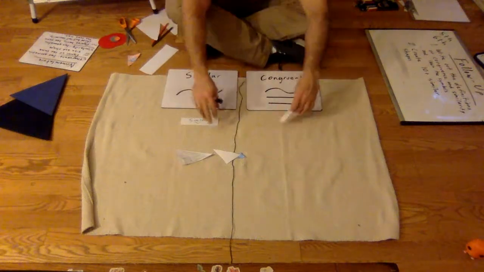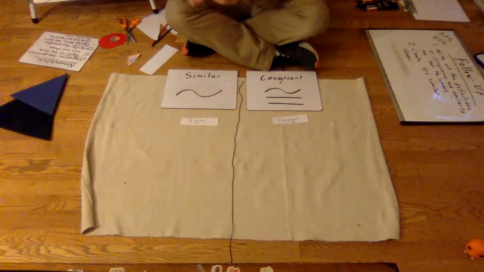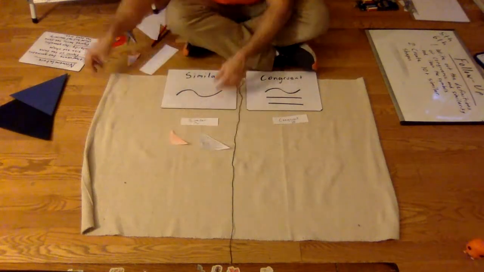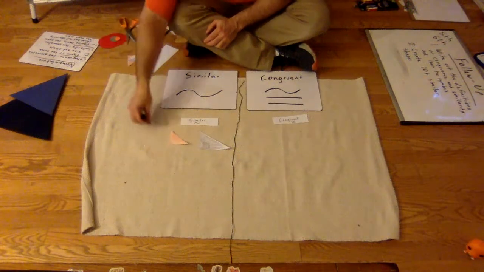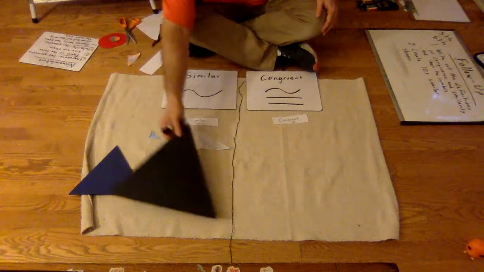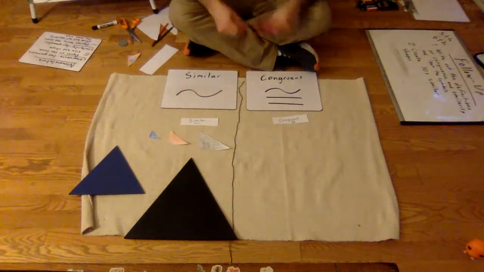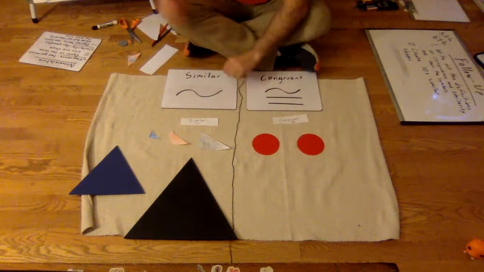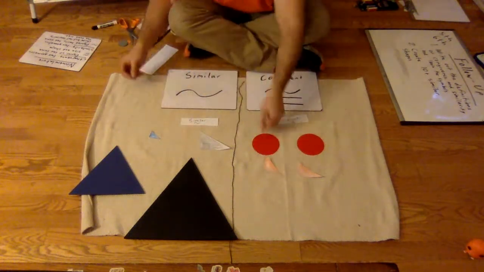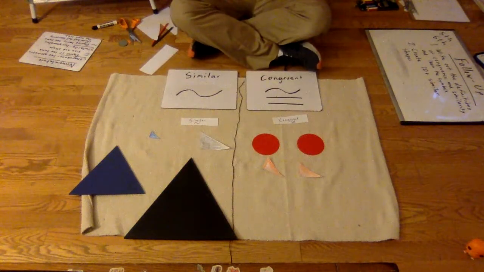Just to review one more time, similar shapes have the same shape but not necessarily the same size, so these 3 different triangles. Okay, these triangles here are similar to each other, right? And then congruent, same size, same shape. If I take these 2 over here, these 2 are congruent. So there you have it, kids, similar and congruent.